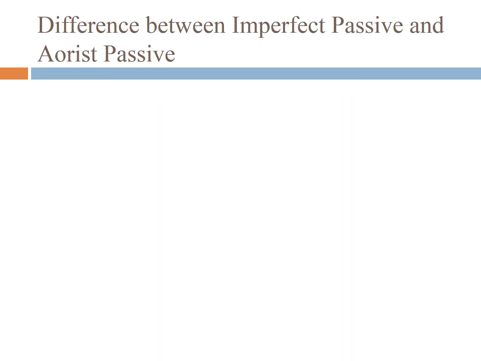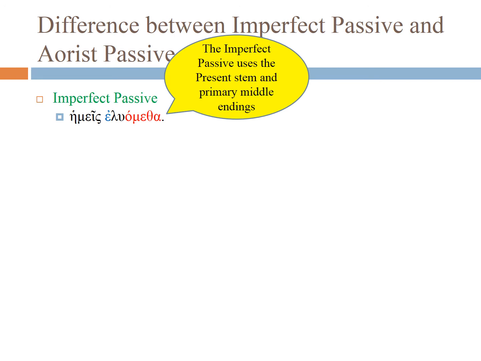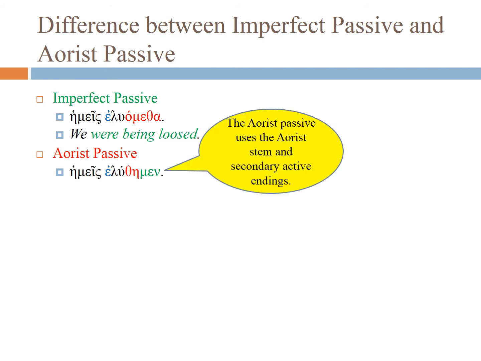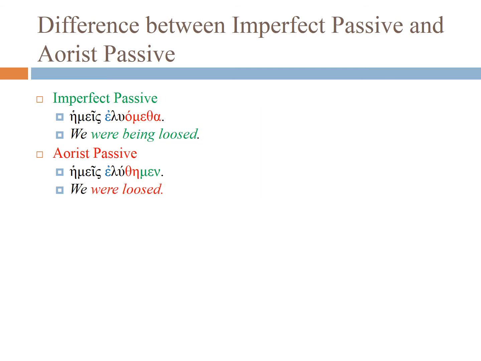The difference between imperfect passive and aorist passive. The imperfect passive example, hemeis eluometha. The imperfect passive uses the present stem and primary middle endings. We were being loosed. Continuous. Aorist passive, hemeis eluthemen. The aorist passive uses the aorist stem and secondary active endings. We were loosed. Undefined.